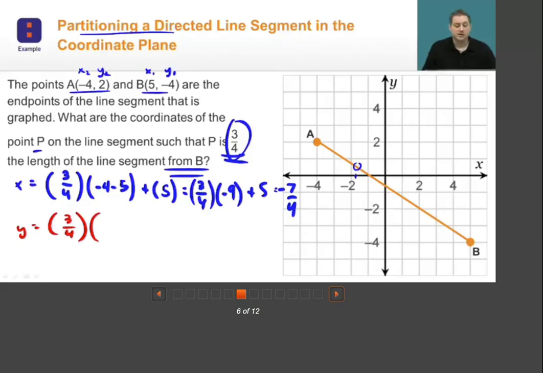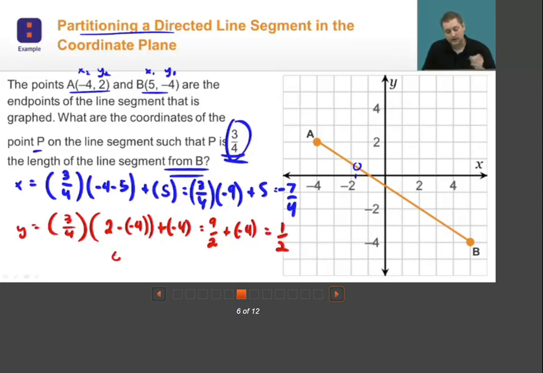But now y sub 2 minus y sub 1. So that's 2 minus a negative 4. And then we're going to be adding a negative 4. Well, 2 minus a negative 4, that's equivalent to a positive 6. And then I multiply that by 3/4, I'm going to get 9 halves. So we can write that as 9 halves plus a negative 4, which is the same thing as adding a negative 8 halves. And that actually does give us 1/2. We kind of anticipated that's where it was going to be.